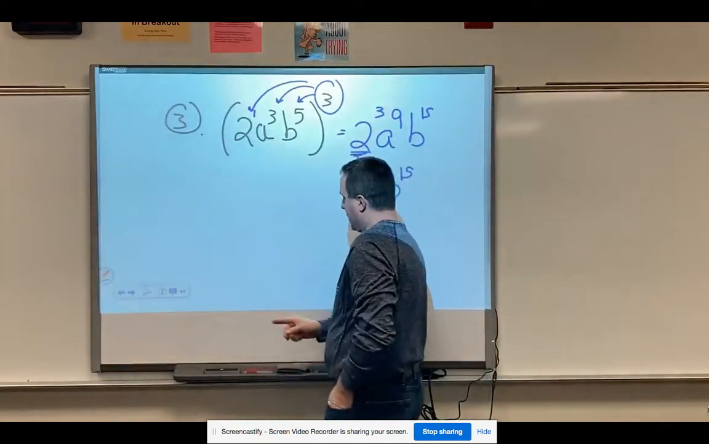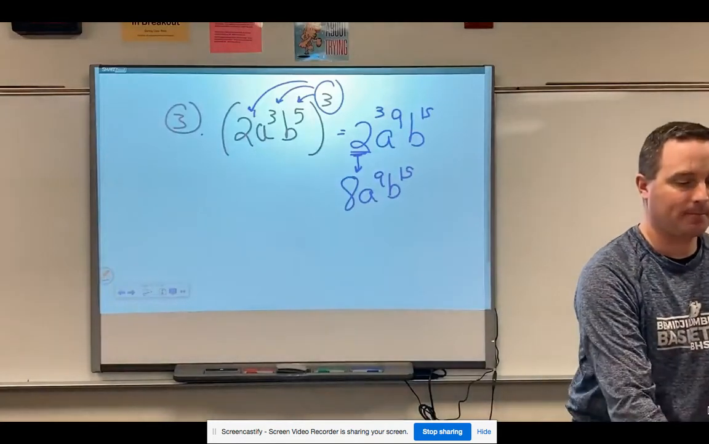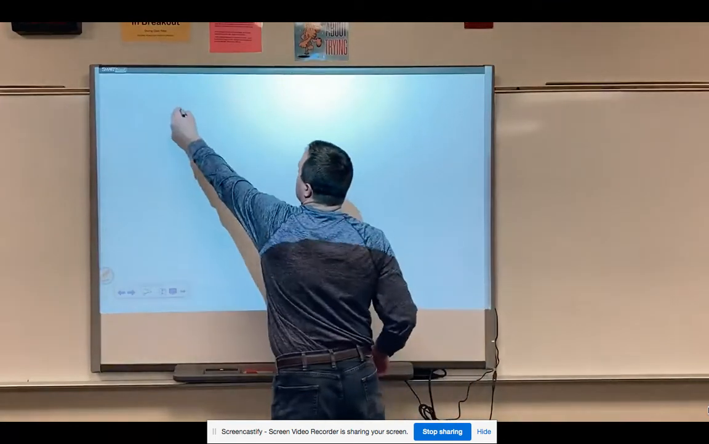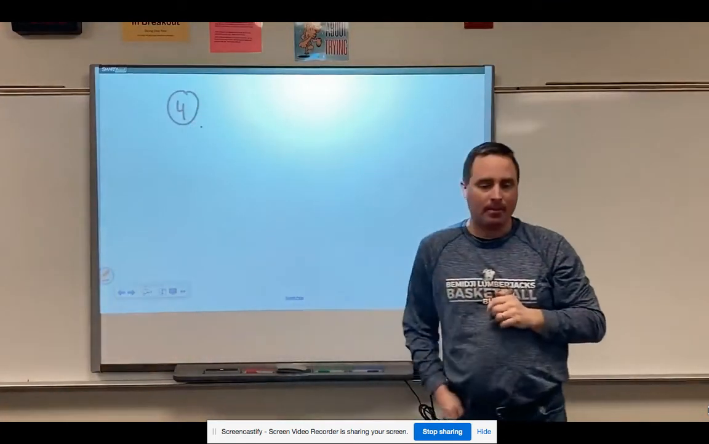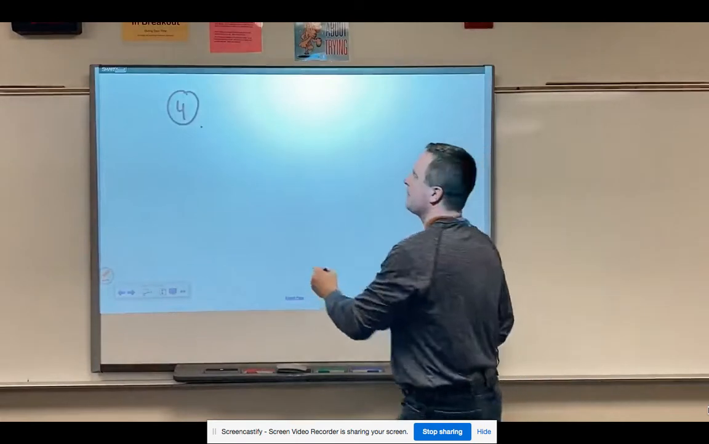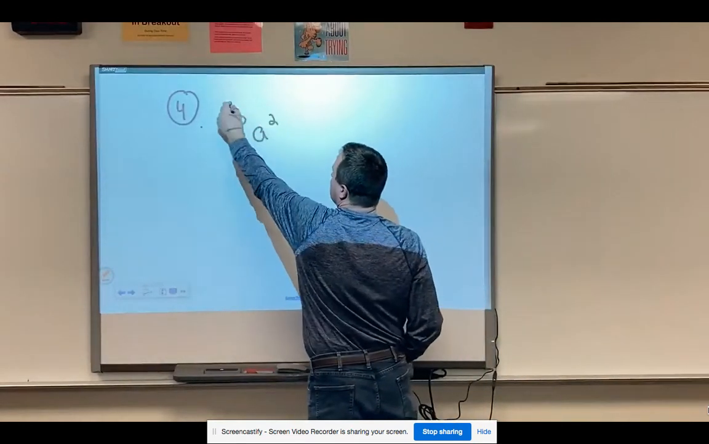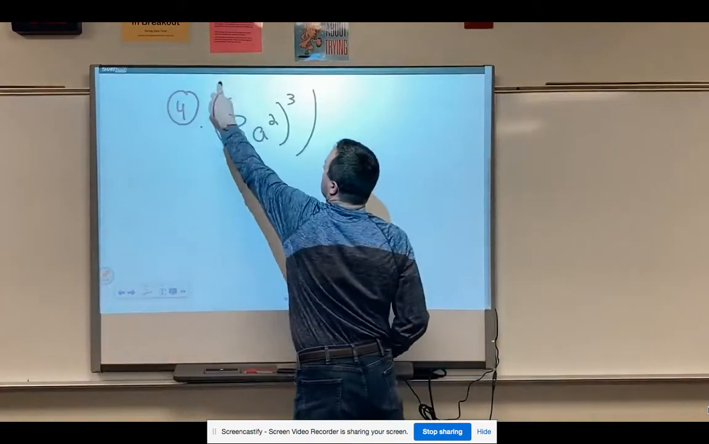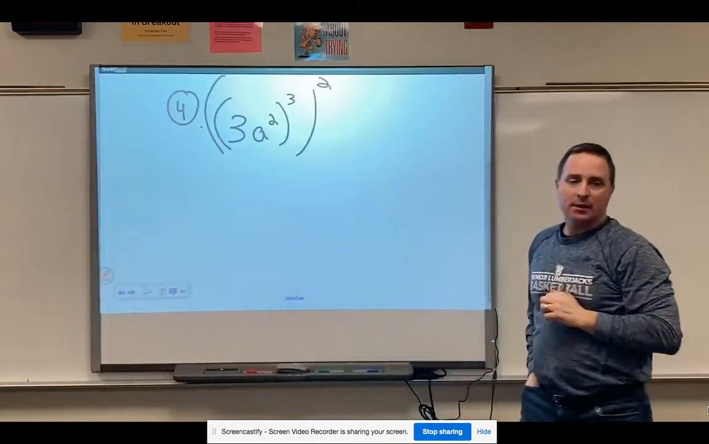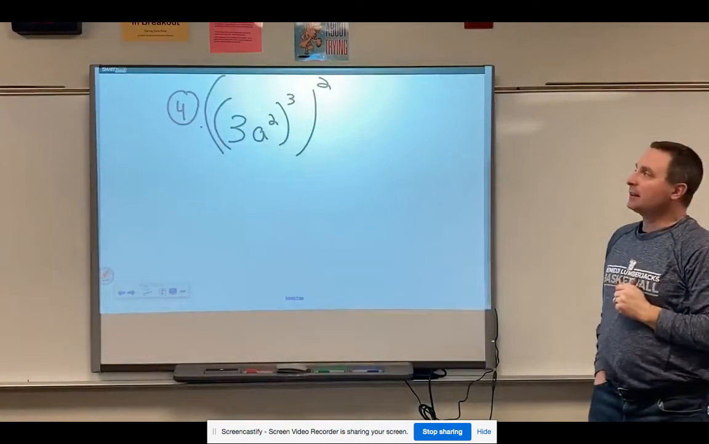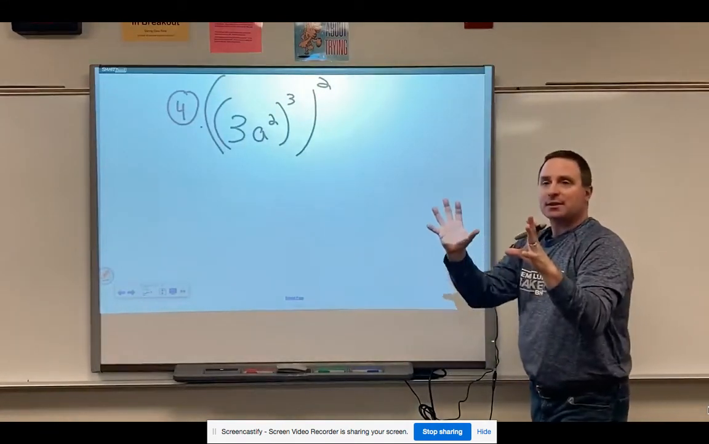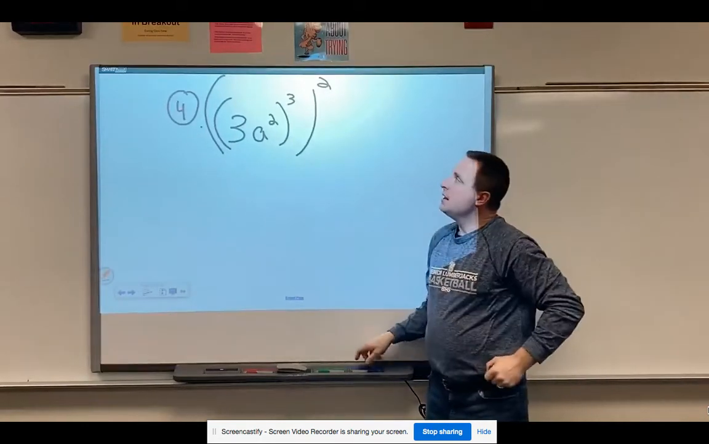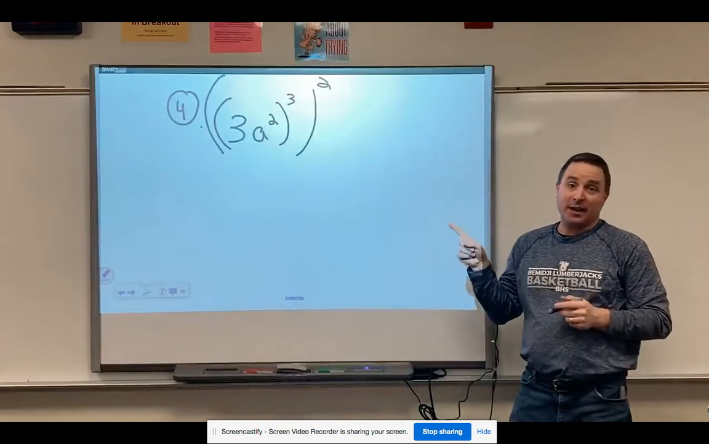Let's get another one here. Here's number 4. How about this guy? 3a squared cubed, squared. Holy mackerel, look at that big thing. Now normally when you see a bunch of parentheses like this, you oftentimes think of, with PEMDAS, you start in the innermost parentheses first. But with exponents, we start on the very outside.